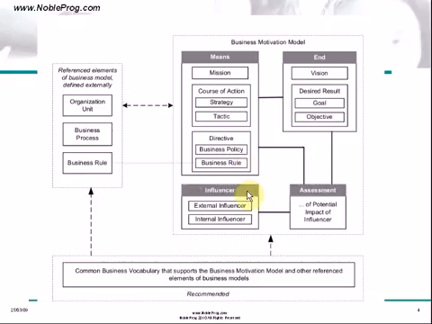Apart from that, you've got the influencers. An influencer is something which might impact our means or ends, or the way we achieve our ends. We've got external influencers and internal influencers. An external influencer can be a change in law. An internal influencer might be our own corporate values.